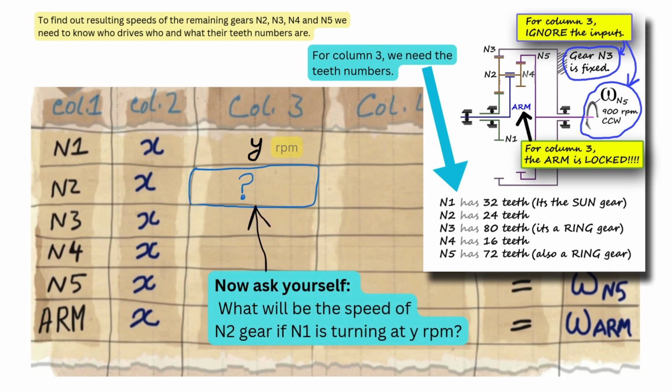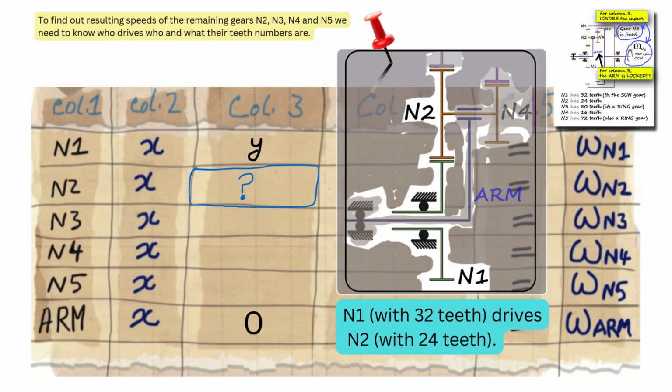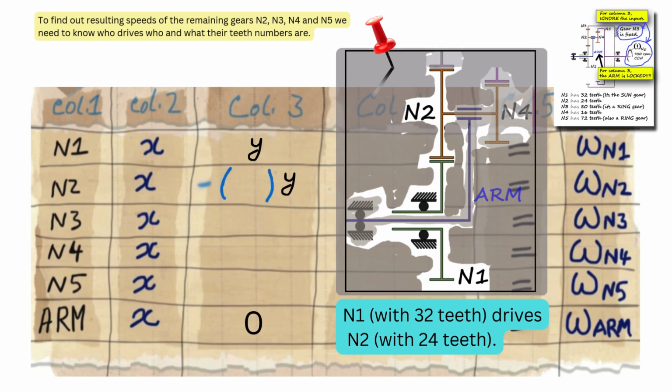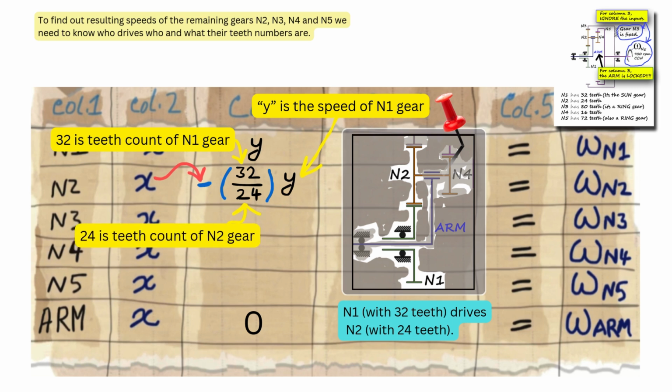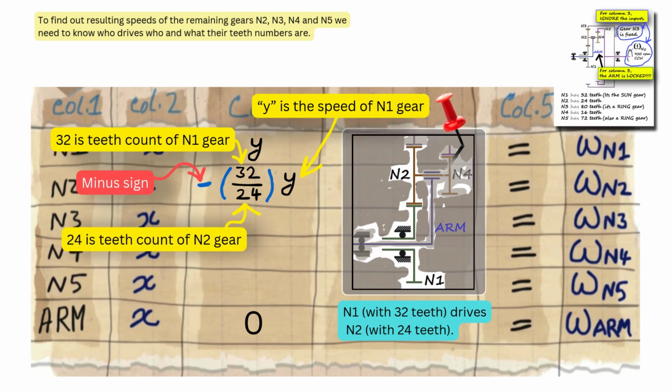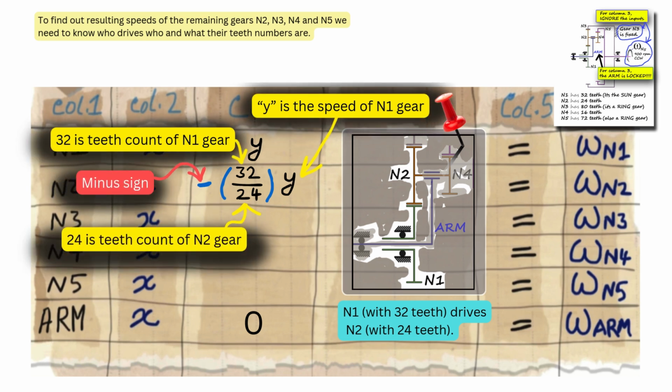So N2 meshes with N1. N1 is a driver, N2 is a driven. Number of teeth as shown on the diagram is quite simple. We take the rotational speed of N1 and multiply it by a fraction. The numerator will be the number of teeth of N1 and the denominator will be the number of teeth on N2. As simple as that. And of course, there's a minus sign. That is because they are rotating in opposite directions from each other.